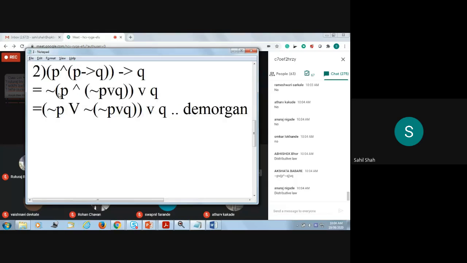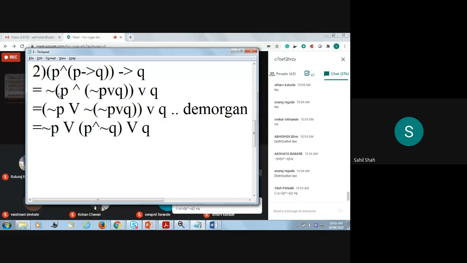Further, this is equal to negation P or, negation of negation is the original statement P. Let me put P in brackets. Negation of disjunction is conjunction, negation of Q or Q. Okay, I am clear. So negation P or P conjunction negation Q or Q.